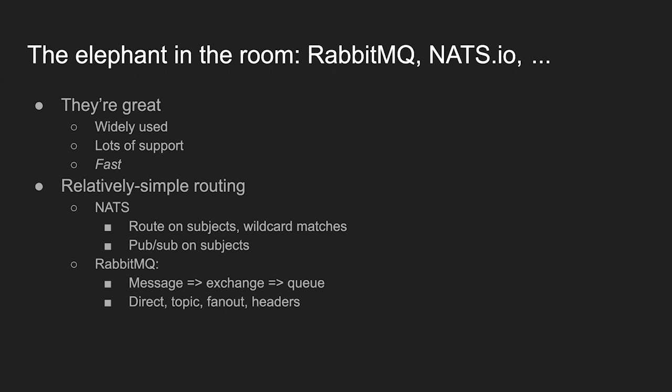RabbitMQ gets a bit more complicated. You have messages which get sent to an exchange. The exchange can then figure out how to send it to a queue. So you have your direct exchange: a message comes in, it goes to the queue as requested. You have the topic exchange: your message comes in, it can get sent to a wildcard match. You have the fanout exchange where you send a message and it gets fanned out to a set of queues. And finally, you have the headers exchange, which is the most powerful one of all of these.